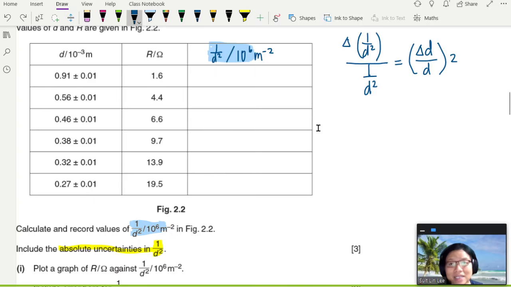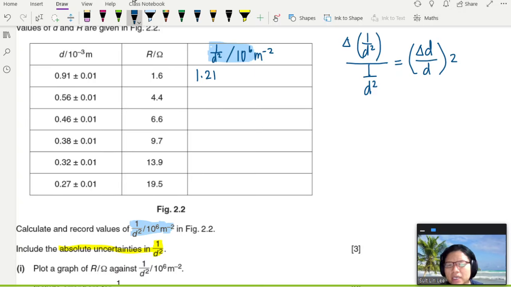There's a reason why they gave you this. So question is king in paper 5. If the question asks for this and you give something else, the question will not give you marks. Pretty transactional and simple to understand, right? Okay, so based on this, we can calculate the value of 1 over d square. You already have d, these values. If you take 1 over 0.91 on your calculator, you will notice that this is 1.21.